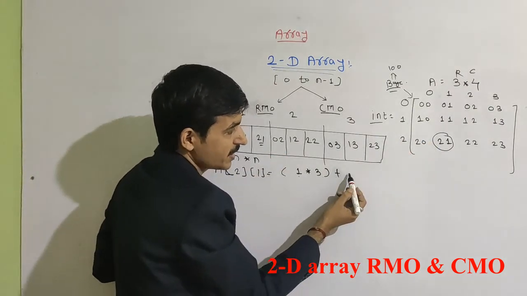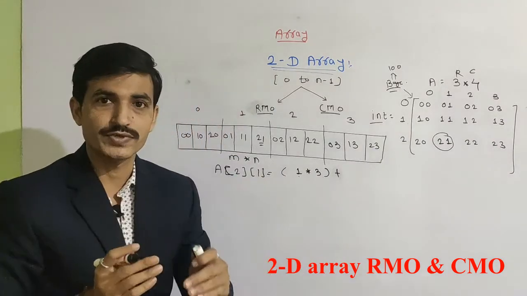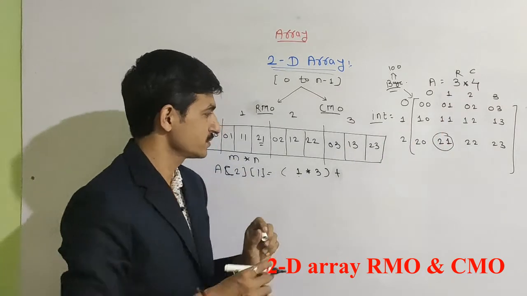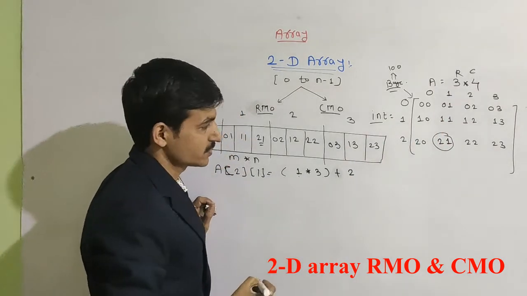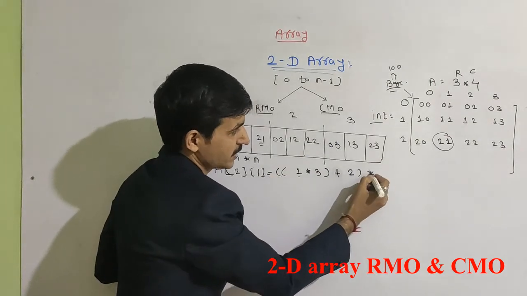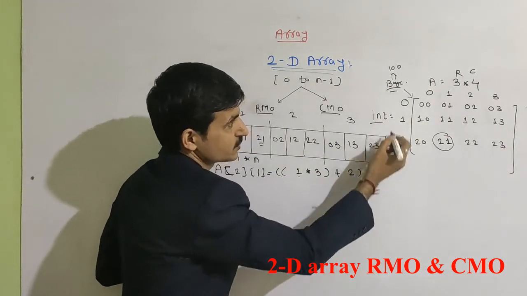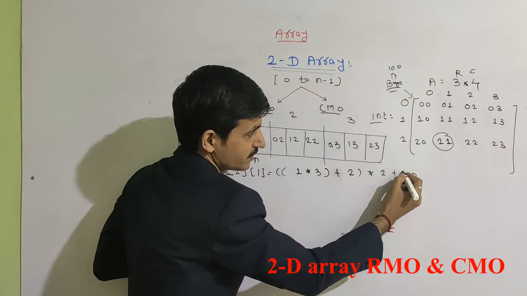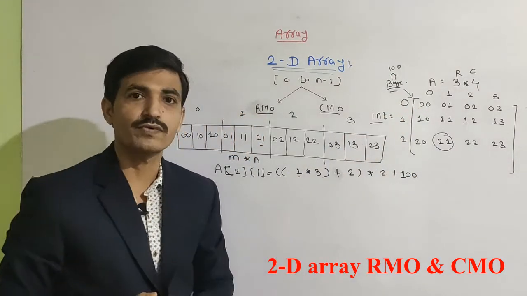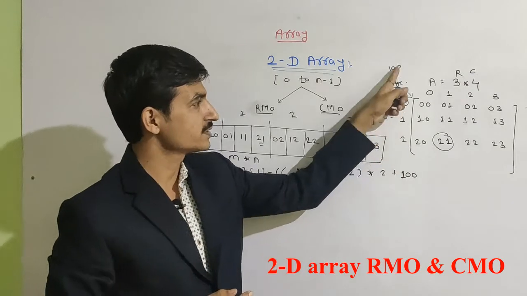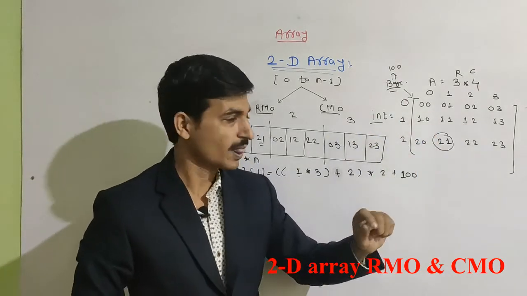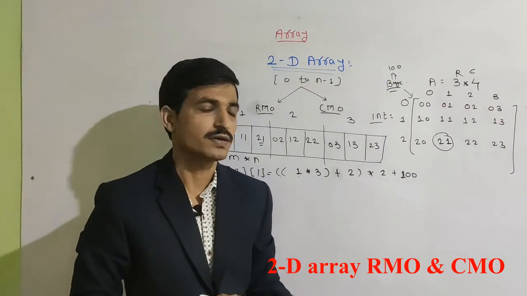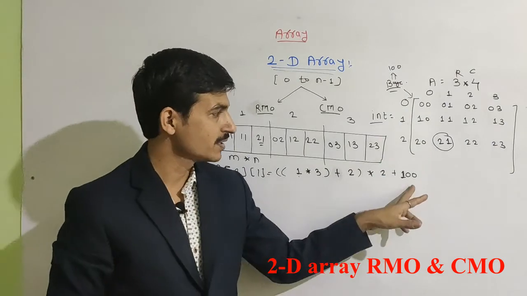Then how many elements does it have to visit in the next column? Before visiting this, 2 elements have to be crossed. Then the size of the data type. Here the size is 2 because we are using integer data type. And then the base address, that is 100, the starting point of the array. From then onwards it stores the elements. This 100 is for understanding purposes. Generally all addresses are in hexadecimal.